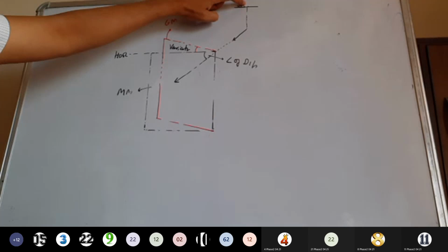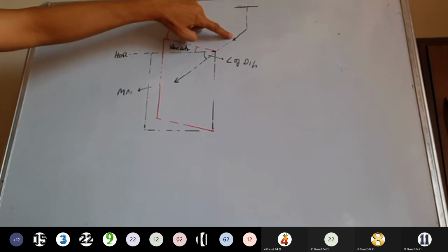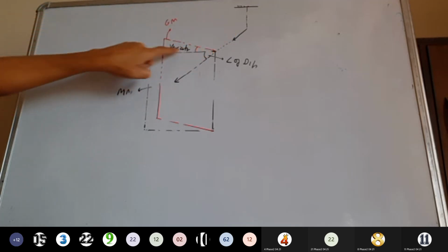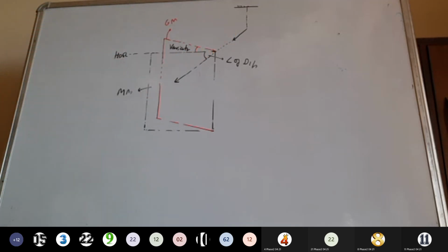So a freely suspended magnetic needle is pointing in this direction, so the needle will always point in the direction of the magnetic field. So this is the direction of the field, and this is the horizontal. So this is the angle of dip.